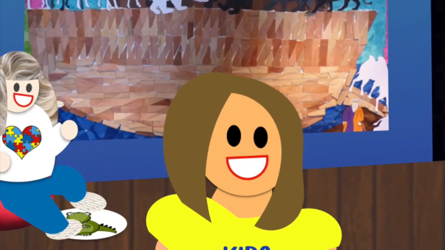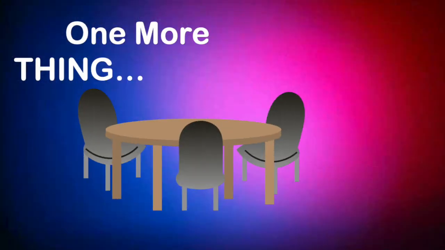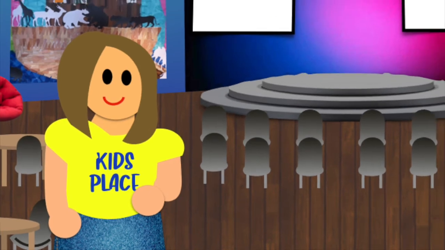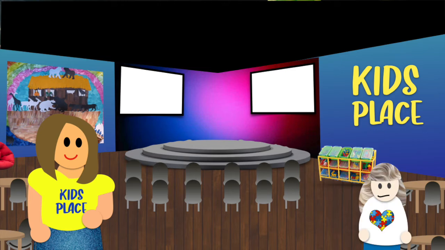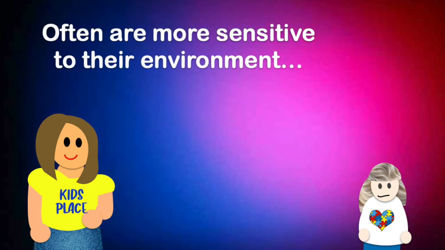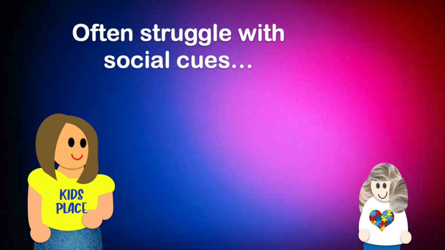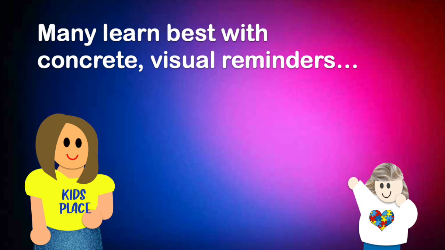So that was pretty good stuff today, but there's one more thing before you go. The next time you're in your classroom, before you get started, stop. Take a look around the room, but this time from the perspective of a child who processes the world differently. And keep this in mind when you do. Kids who are on the autism spectrum or those who have developmental disabilities often are more sensitive to their environment. They often struggle to pick up on social cues. Some will elope, which means to run away, when they feel overwhelmed. And many learn best with concrete visual reminders.